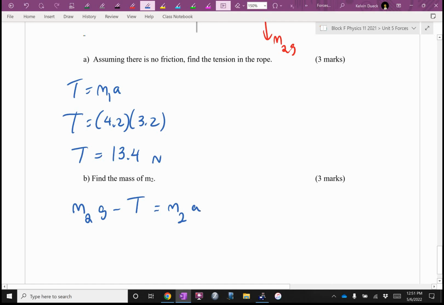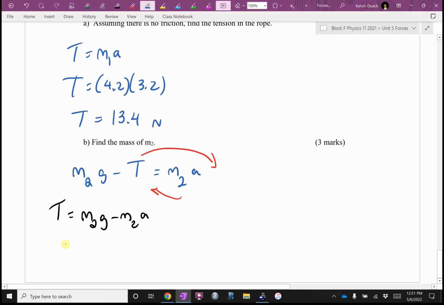I'm trying to find M2. Paul, how many M2s do I have here? 2. How many would I prefer? Get them to the same side. I think I'll swap dance. Yep. You go, nerd. Excellent. So you said now we GCF. It's always nice when Math 9 comes in useful. And then how would I get the M2 by itself? How will I move the bracket over? Well, if the bracket's multiplying, I'll divide. I'll get M2 is equal to tension divided by G minus A.